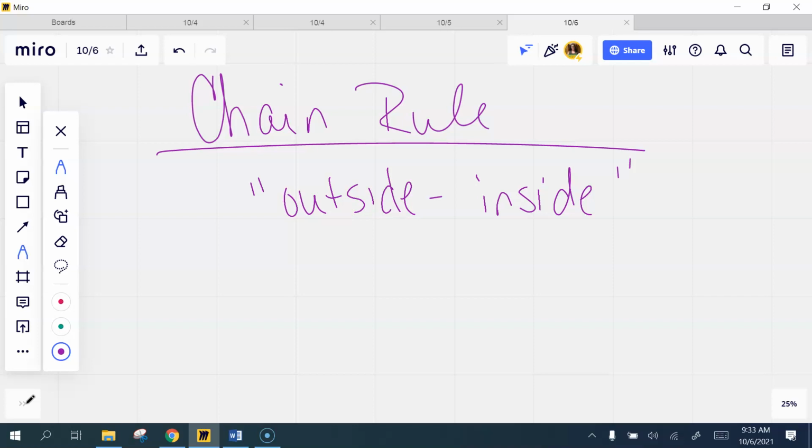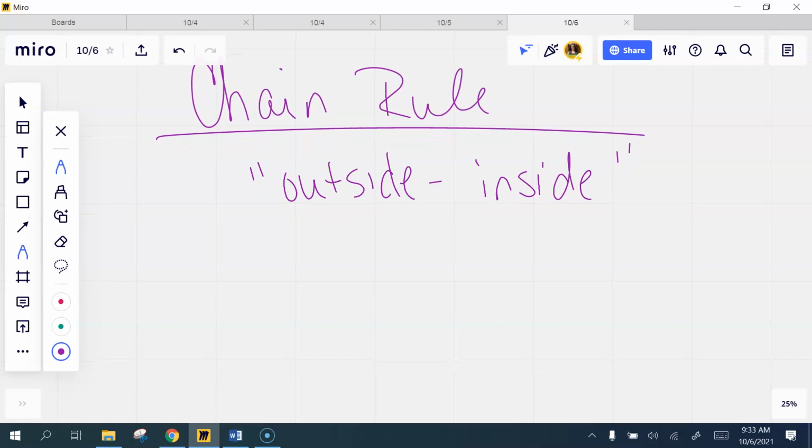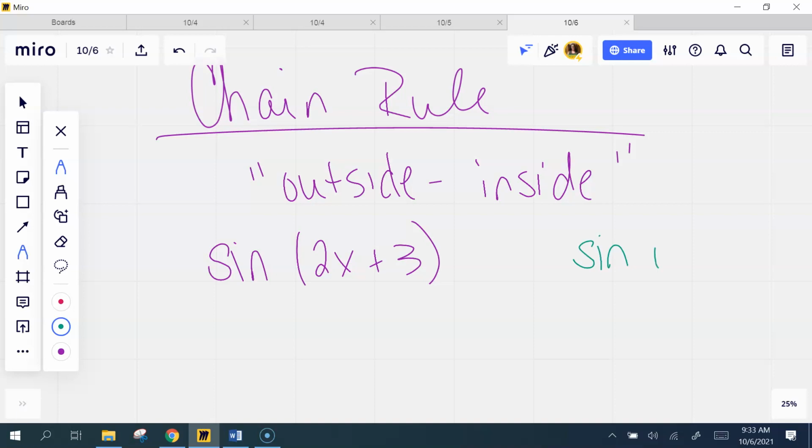All right, so let's talk about what this means. If I have sine of 2x plus 3, do you see the two functions here? The outside function being the sine of something, we'll call it u, since I've already used x. And then the inside function being the 2x plus 3. Do you see that? I got two different things going on in this problem.